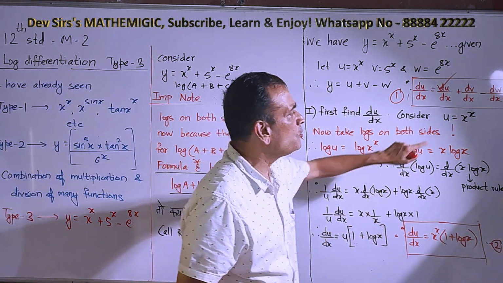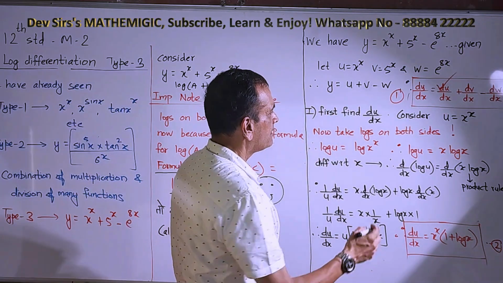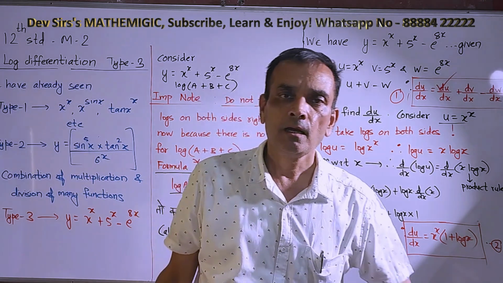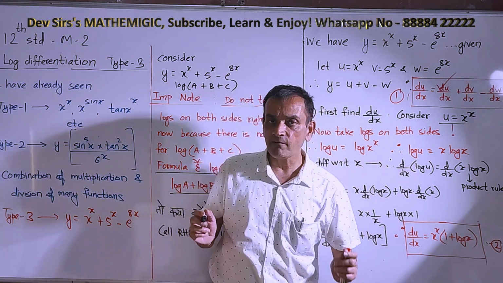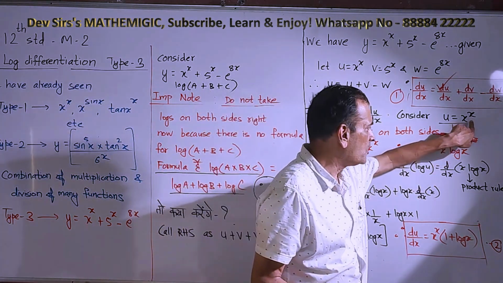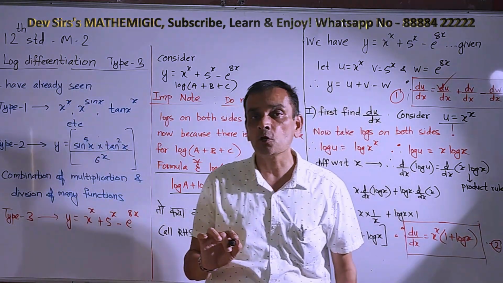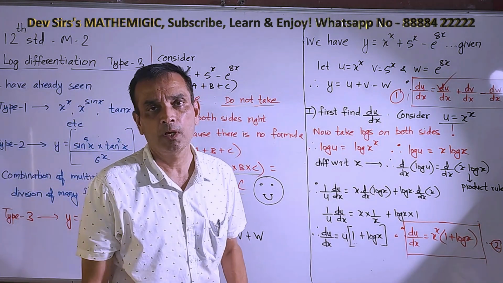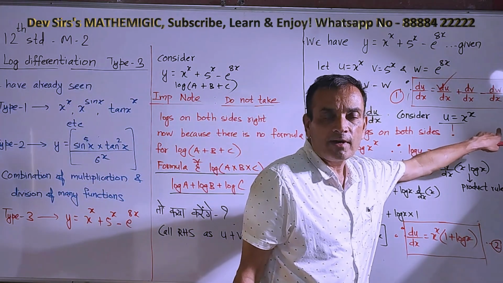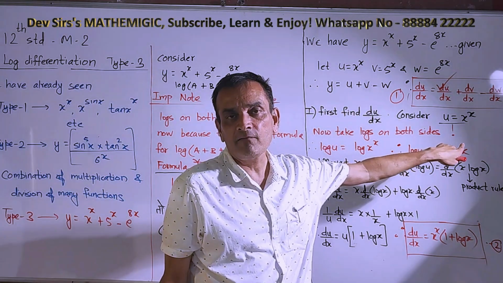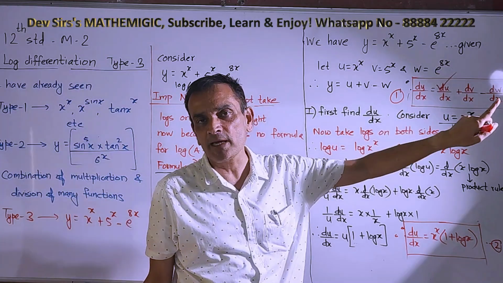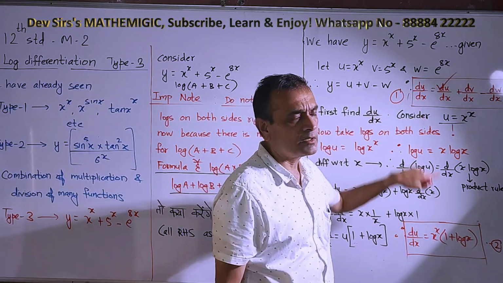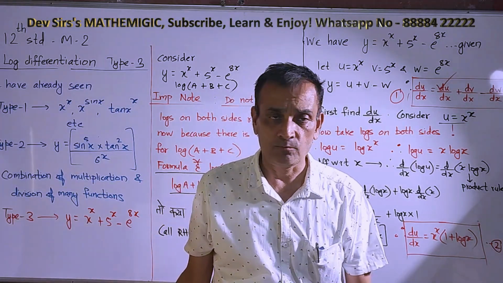So how do you find du by dx? Naturally, consider this equation. u is equal to x raised to x. u is equal to x raised to x का derivative कैसे लोगे? Because it is x raised to x, now you have to take logs on both sides. अभी logarithmic differentiation actually यहाँ पे आ गया. x raised to x we had solved 2 days back, but it was y is equal to x raised to x. Now we are taking u is equal to x raised to x because y is already there on the left hand side. So let's solve it again.